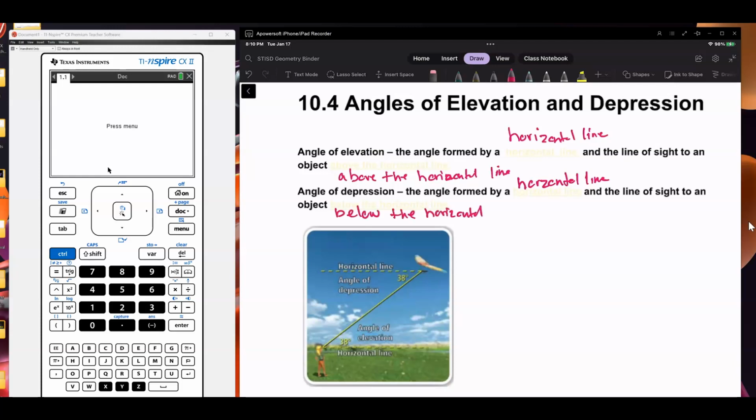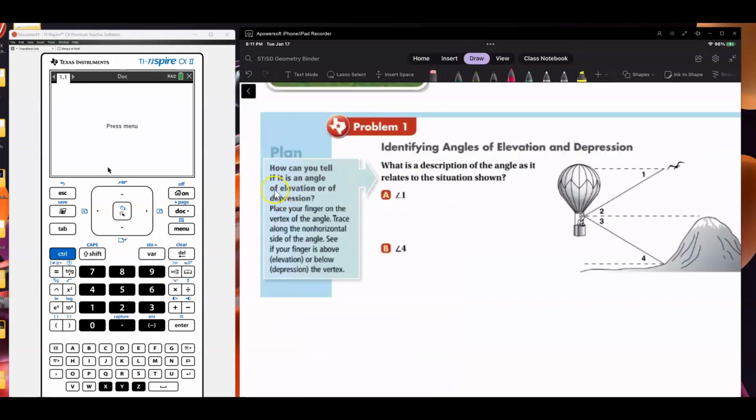So if you're looking down, it's going to be angle of depression. If you're looking up, it's going to be angle of elevation. That's how you notice the difference. How can you tell if it is an angle of elevation or depression? That's going to be the question.